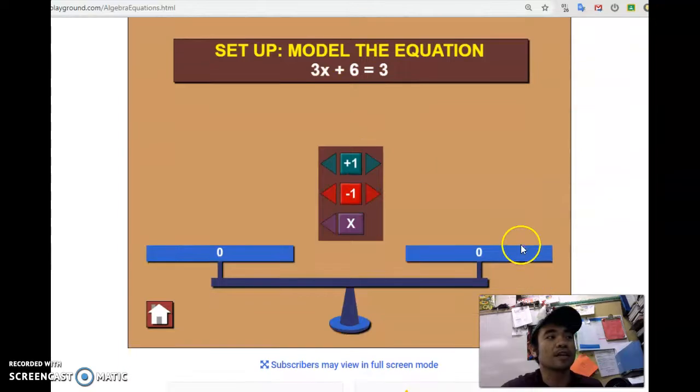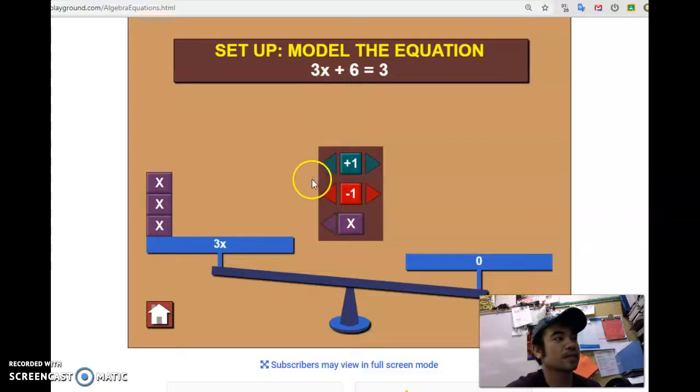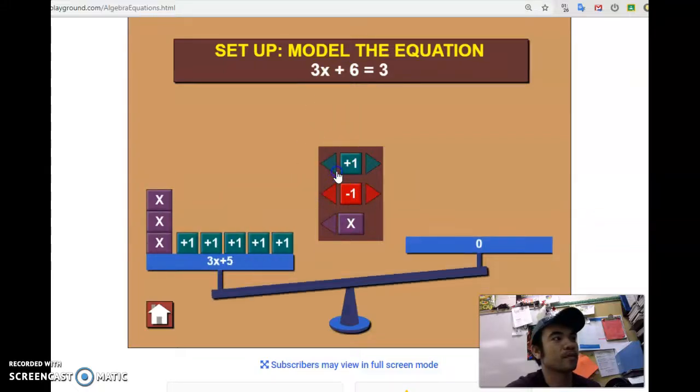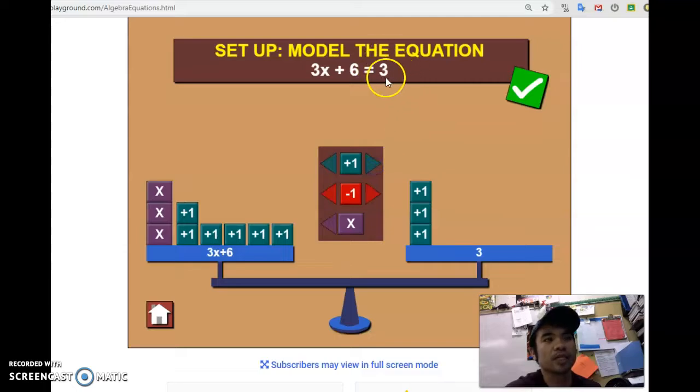Now, this is a balance beam. The left side must equal the right side, just like your equation. Okay. So on the left side, you should get 3x plus 6. So 3x and then plus 6. Now my right side should have what? Is it negative 3 or positive 3? It has to be positive 3, okay? So again, if there is no sign here, we assume it is positive.